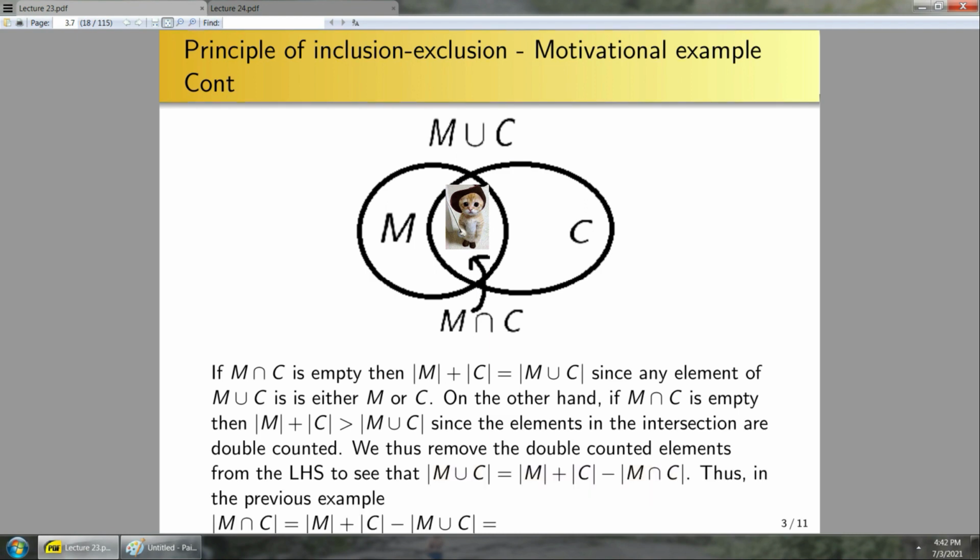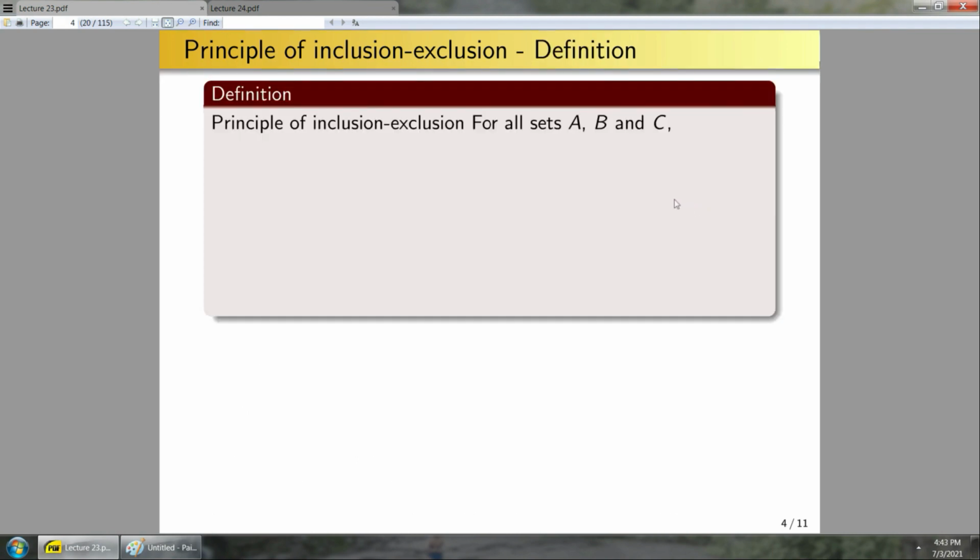Thus, if I apply this to the previous example, just plugging in the values for M, C, and the union, the cardinality of the intersection is simply 306 adults. Okay, so now let's give a definition. Principle of inclusion-exclusion: for all sets A and B, the cardinality of the union is equal to the cardinality here. Basically the argument that I outlined on the previous slide.